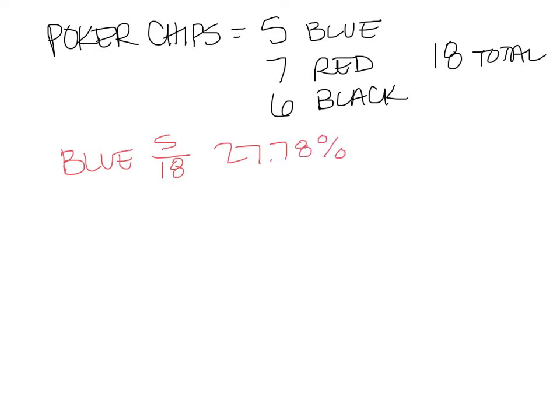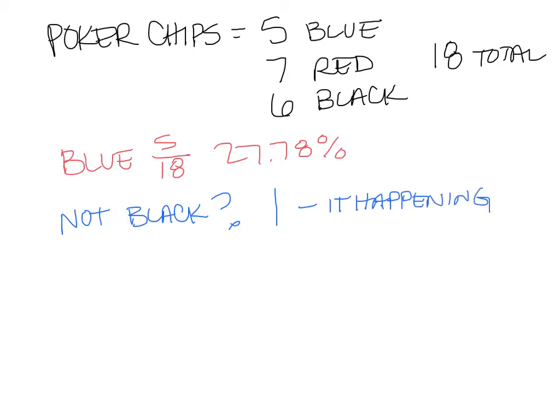So now let's think about a "not" situation. What is the probability of not pulling a black? Well, you can do this one in a couple different ways. One thing we can think about is that the probability of something happening is out of 100%. So we could do 1 minus it happening. We could also go and find the probabilities of the other two things and figure out what that would work out to be. But 1 minus the probability that it happens is usually the easiest way to go.